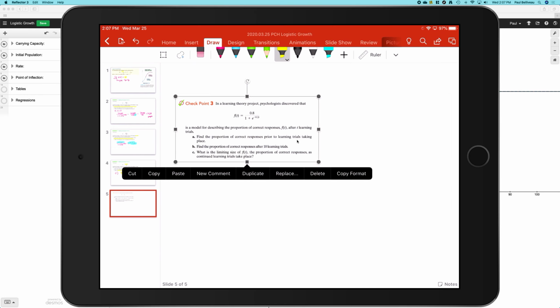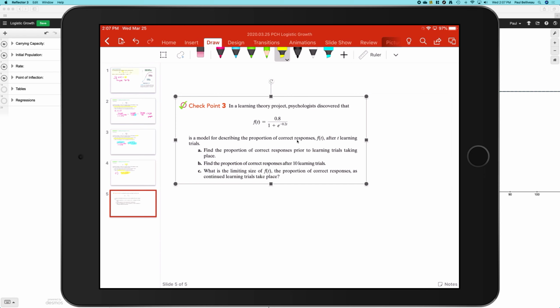In a learning theory project, psychologists discovered that a function with 0.8 on the top divided by 1 plus e to the negative 0.2t is a model for describing the proportion of correct responses after t learning trials. So what this describes is if you're trying to teach someone something, how long until they start getting it right, and how often they get it right. For example, if I quizzed you on this exact lesson immediately, how many times would I have to repeat it before you started getting it right?